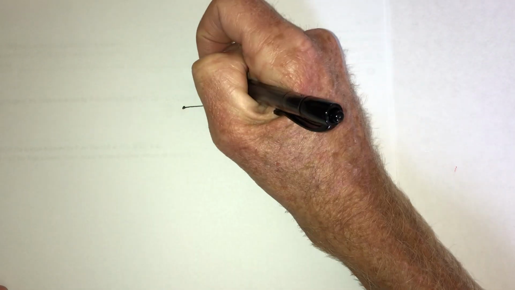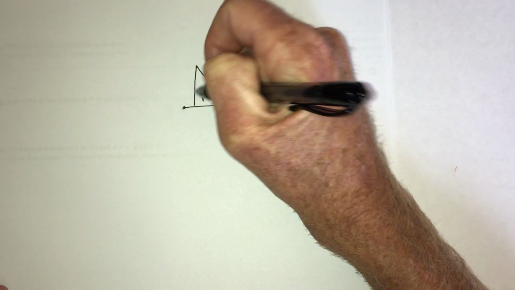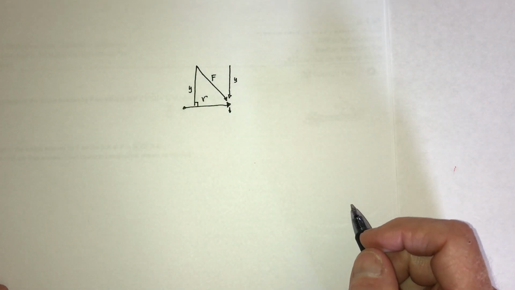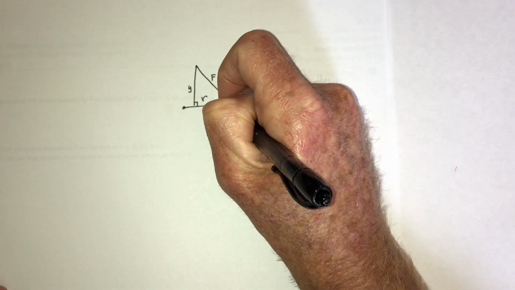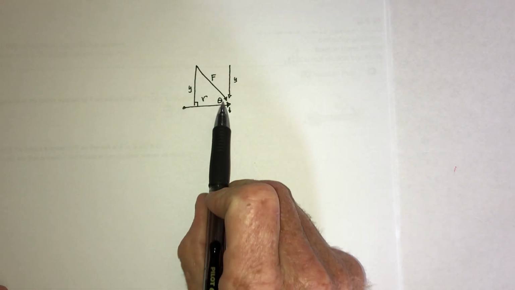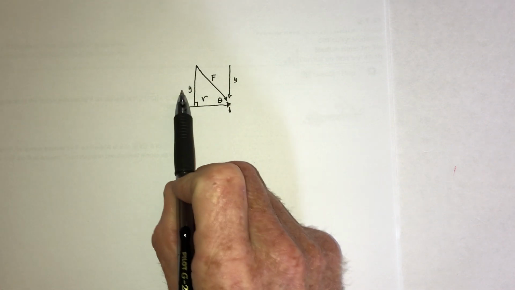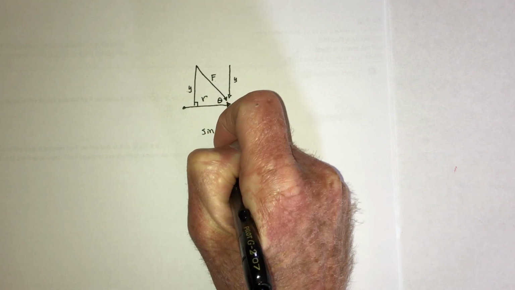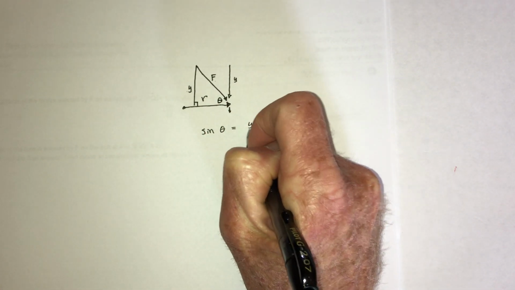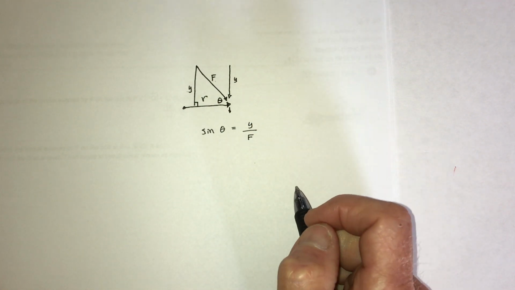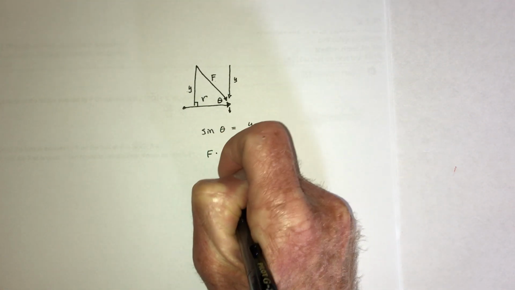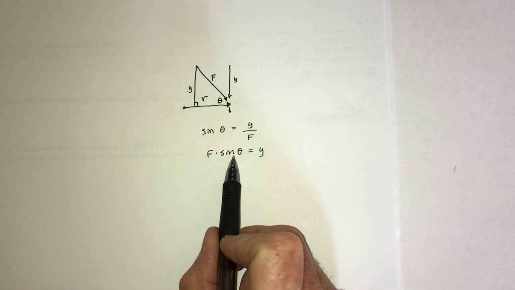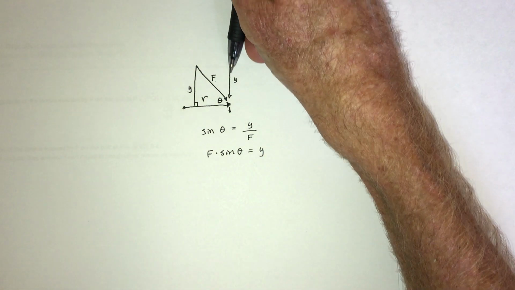And I could take this vector and move it over here and actually make a right triangle. So how much of the force is going down? If this is an angle theta, then I could use sine. So sine of theta equals opposite over hypotenuse. So sine of theta equals y over F, and then solve for y. So this is the amount of force that's going to be going down.